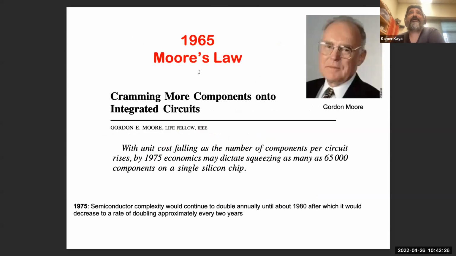Okay, so we had Moore's law. He said that semiconductor complexity would continue to double annually until about 1980, after which it would decrease to a rate of doubling approximately every 2 years. And he was right, because we see the impact of this, and also other rules like Dennard scaling, which yield multiple cores, having multiple cores on a single CPU socket instead of a single core having a huge amount of power, with very high frequency, like maybe 100 gigahertz, okay? So we don't have a processor like that. People attempted, but the designs didn't hold. It was too much heat, too much cooling was required.